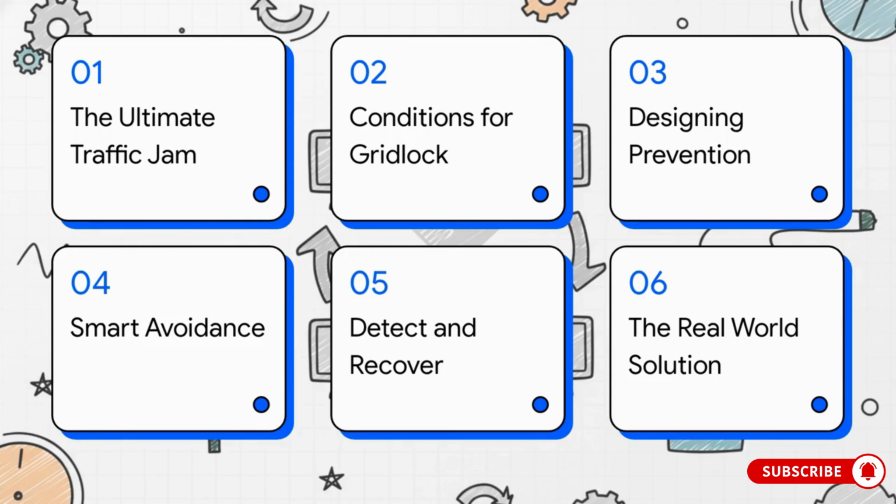Prevention, which is like designing a city with no intersections. Avoidance, which is like having a super smart traffic controller. And finally, detection and recovery, which is basically sending in the tow trucks after a crash has already happened. And we'll finish up with the big reveal. What do the systems you and I use every single day actually do about this problem? The answer might surprise you.